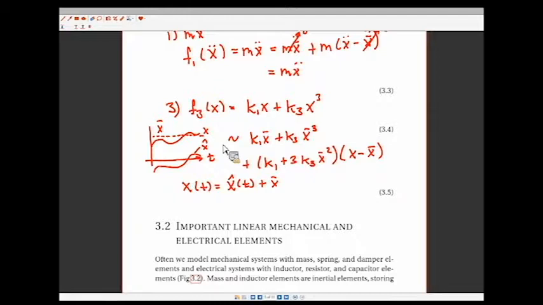Okay, so putting this all together, I get the equation m x hat double dot. Now keep in mind, if I take a look at the first derivative of this function, I get the first derivative of x is equal to the first derivative of x hat, because this is a constant. And same with the second derivative. So these are interchangeable.